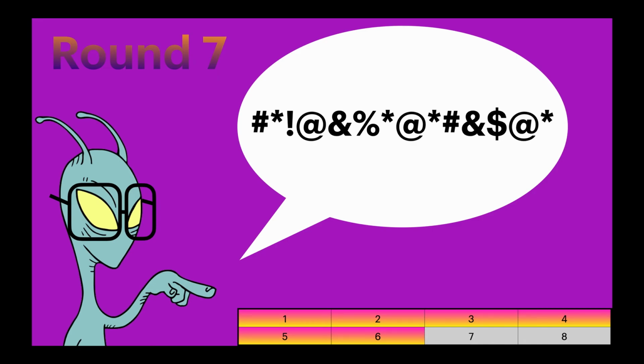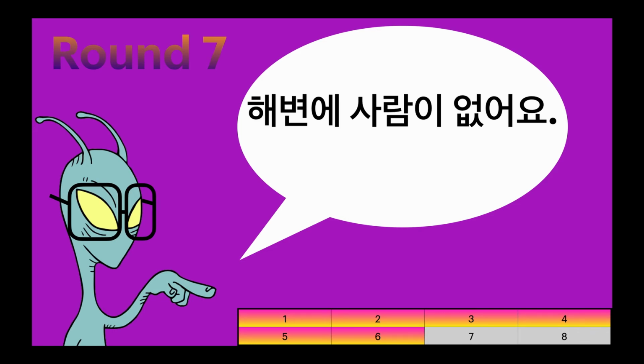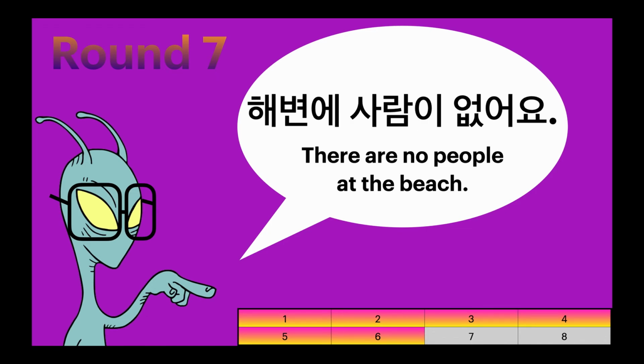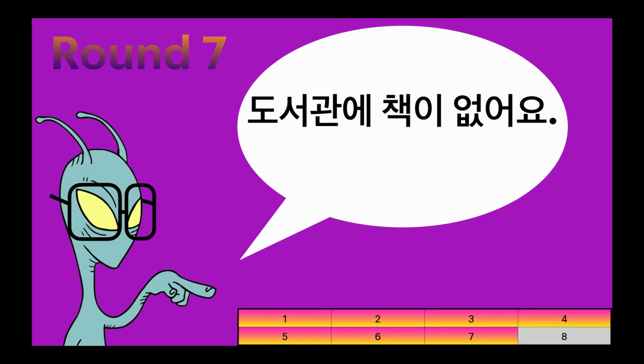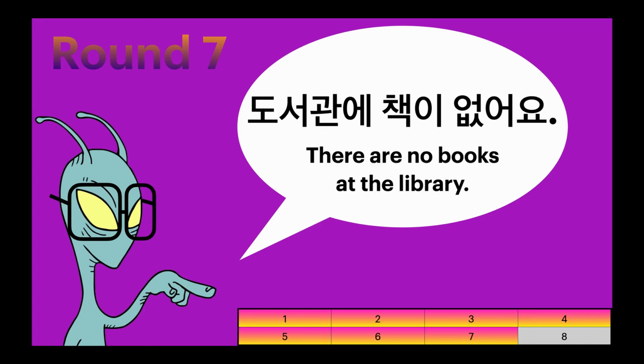해변에 사람이 없어요. There are no people at the beach. 도서관에 책이 없어요. There are no books at the library.